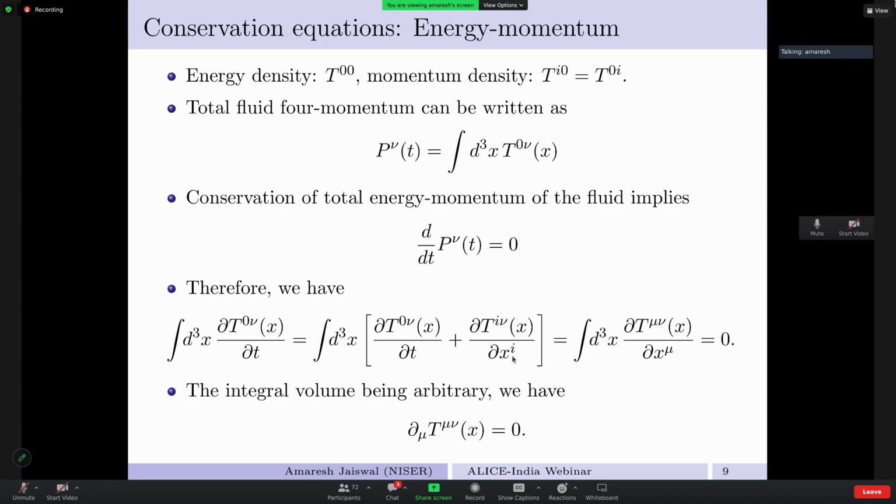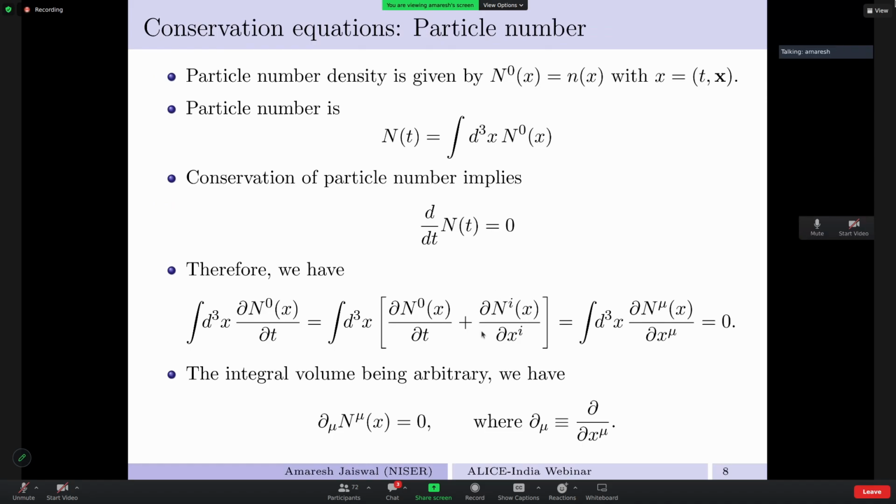Because it's the surface term again. Derivative of whatever this T i nu x with respect to x i. So it has to go to 0 on the surface. So when I take this term and integrate over the volume, I can again use the Gauss law and put it as a surface term. This will become T i nu on the surface, which is essentially 0. So I just have added a 0, similar to here.